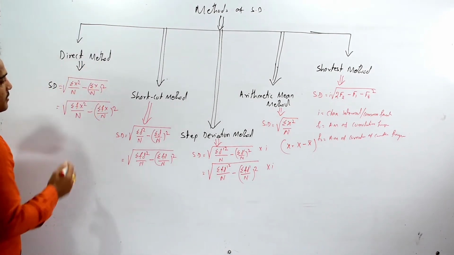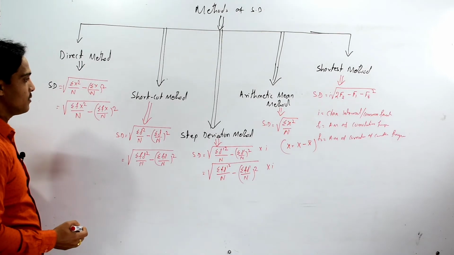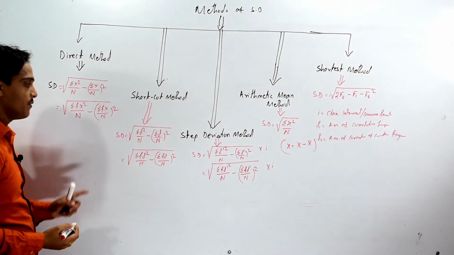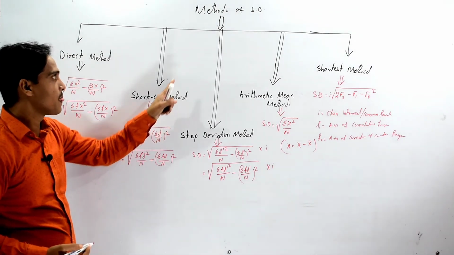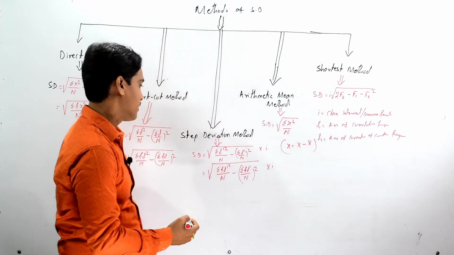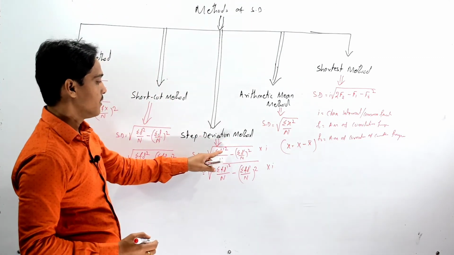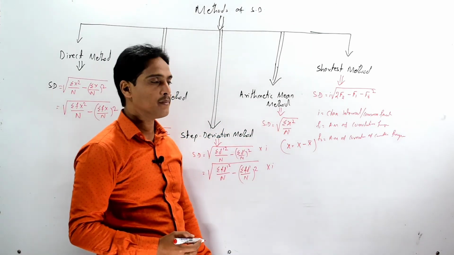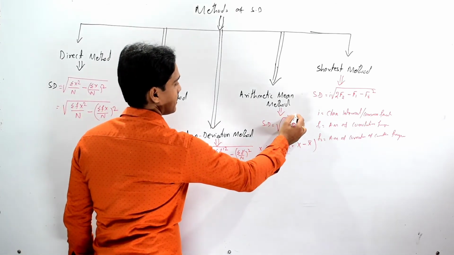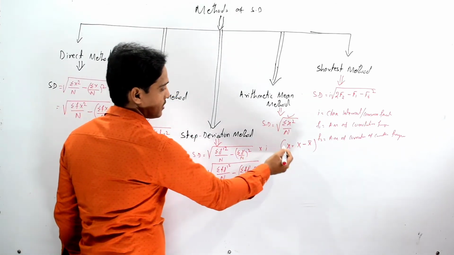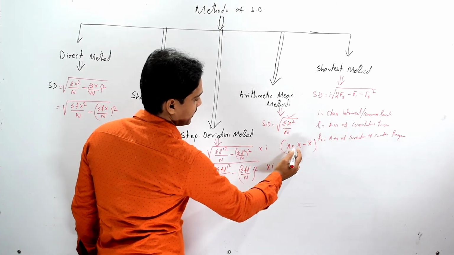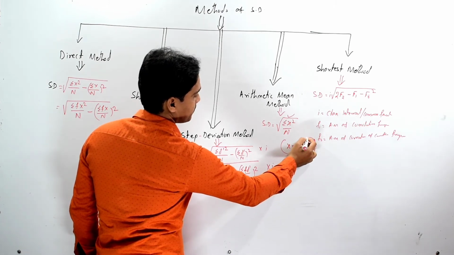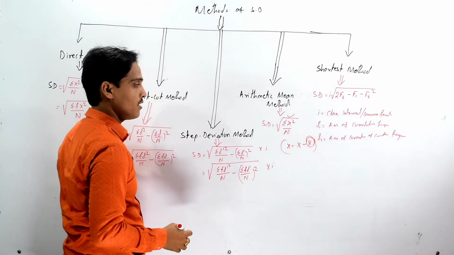So in case of direct method we use the direct variables. In case of shortcut method we use the deviations from the assumed mean. In case of step deviation method we use the deviations which are divided by the common factors, and in case of arithmetic mean we compute the deviations, that is small x, which is computed by x minus x bar, that is the arithmetic mean of the given series or distribution.